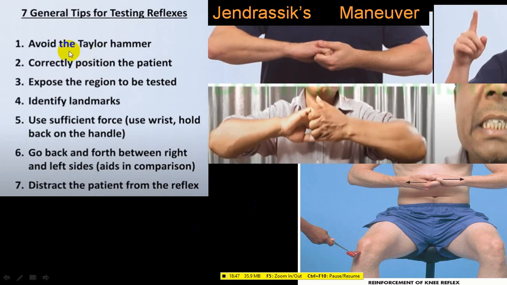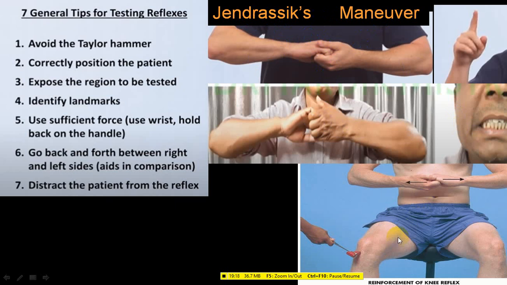So by and large, the Taylor hammer, that is this particular hammer, has to be avoided, because that is the most common hammer which we are using. And this is what we call a reinforcement method. When you are doing a lower limb jerk, this is the method. While you are eliciting the upper limb jerk, this is the method called Jendrassik maneuver, or in simple words, reinforcement method.